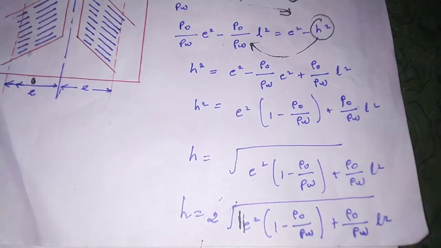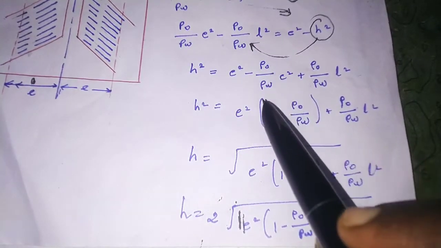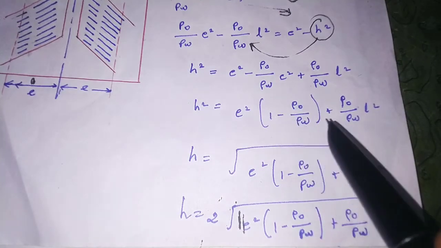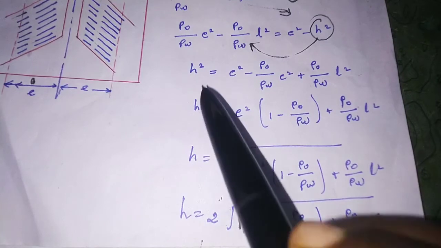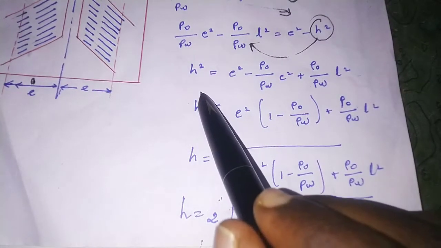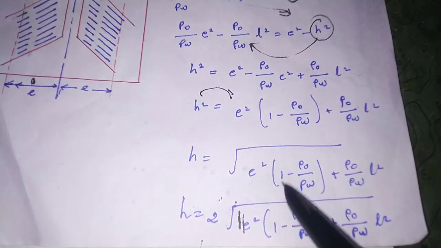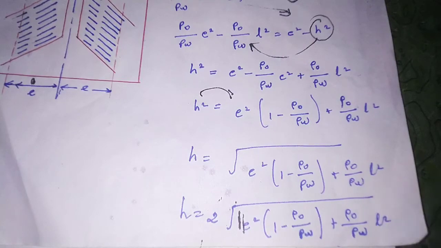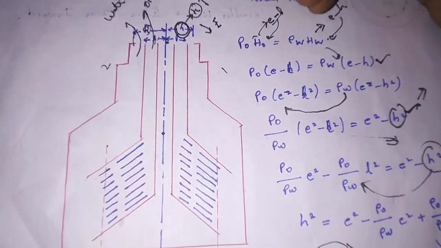Here E squared is common, so take E squared out. H squared is equal to E squared into 1 minus rho naught divided by rho W, plus rho naught divided by rho W L squared. The square will come to the right side as a root. So H is root of E squared into (1 minus rho naught divided by rho W) plus rho naught divided by rho W L squared. Here you can see the H value is the radius.